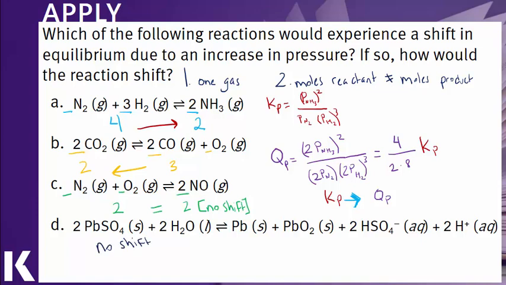So there we have it. Predicting how a change in pressure will shift equilibrium is heavily reliant on observing the gases, and is just one more component in understanding Le Chatelier's principle.